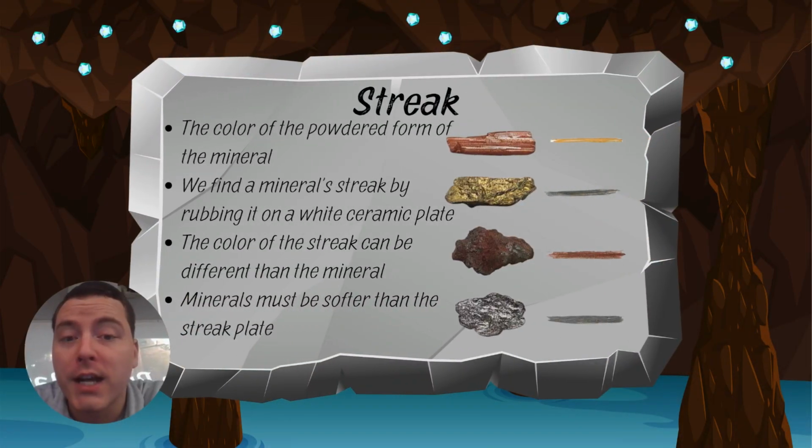The streak is the color of the powdered form of the mineral. So we can take a mineral and slide it across a streak plate, and that leaves behind a color. And then we can use those colors to figure out what type of mineral it is.